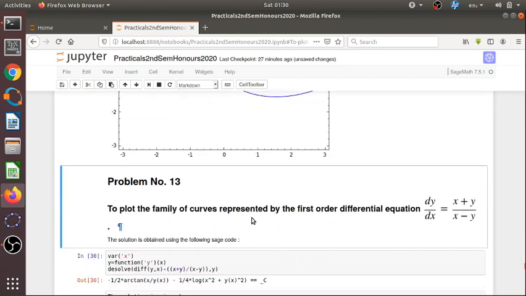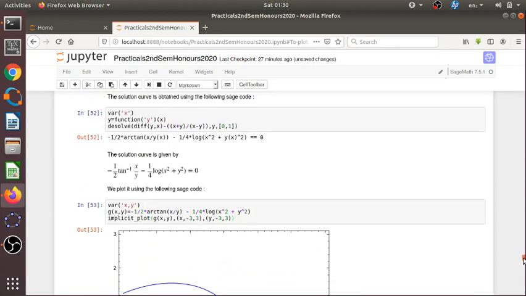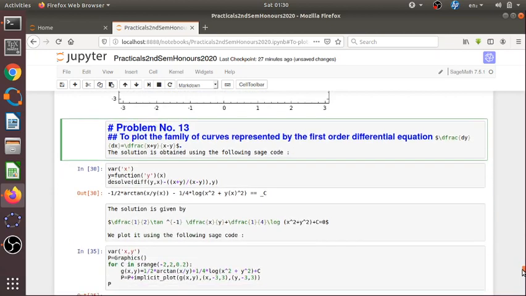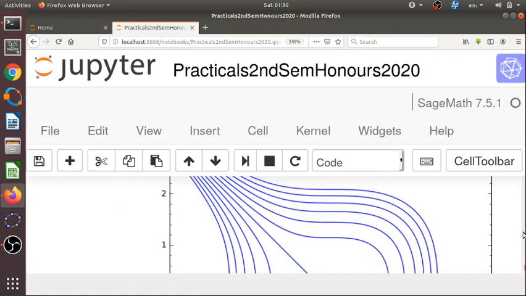Next, let us plot this. This is problem number 13. That was 12, yes, this is 13. So we will plot the family of curves represented by this differential equation. Let us see how we are plotting.